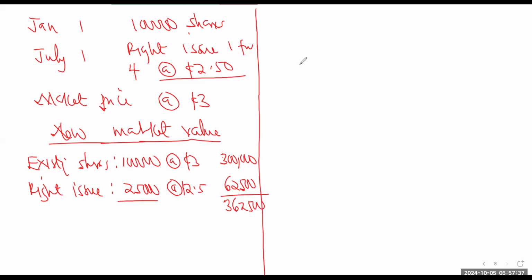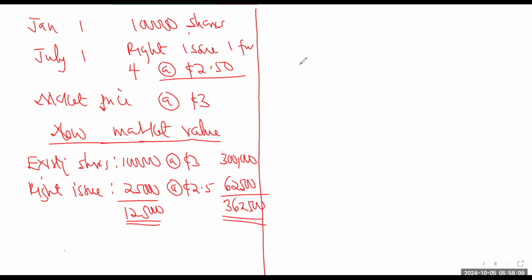And the total number of shares will be 125,000. Is it 12.5 instead of 2.5? No, that is a Ghana cedi sign there. Okay, Ghana cedis. So we have 2.5. After the rights issue, we are going to be having 362,500, and the number of shares will give us 125,000.